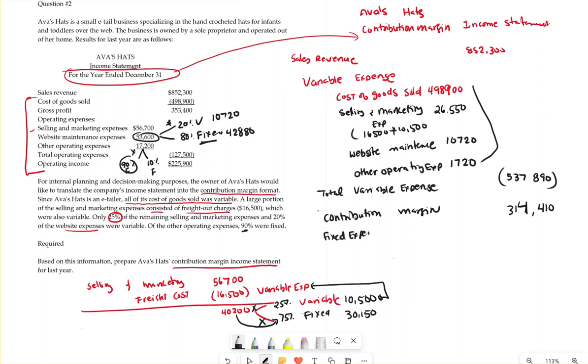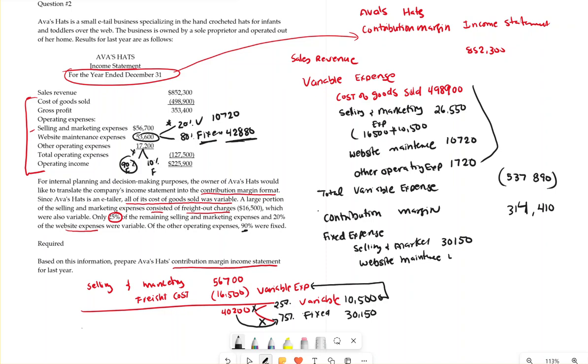Then what we have is your fixed expenses. Whatever we left off with is my fixed expenses. Let's do our first one for selling and marketing. We have 30,150. That's our first one. And then we are going to go to website maintenance, and that is my second one.